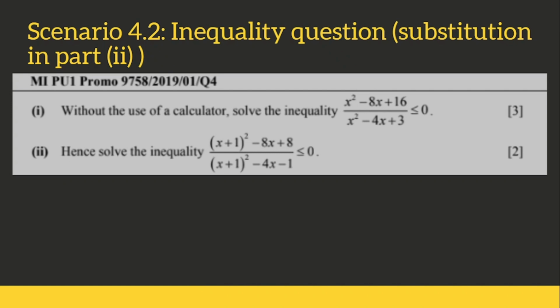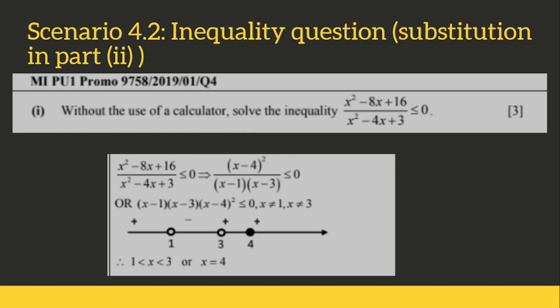Then here's another question. Without the use of a calculator, solve the inequality (x squared minus 8x plus 16) over (x squared minus 4x plus 3) is less than 0. So right away, you can try and think of what is the strategy for this question. Especially if you look at part 2, they already made a completing the square technique. So the chances are that for the first part, you are going to use completing the square as well. In that answer, you will complete the square of x squared minus 8x plus 16, which is actually just (x minus 4) squared over (x minus 1) times (x minus 3) equals 0.